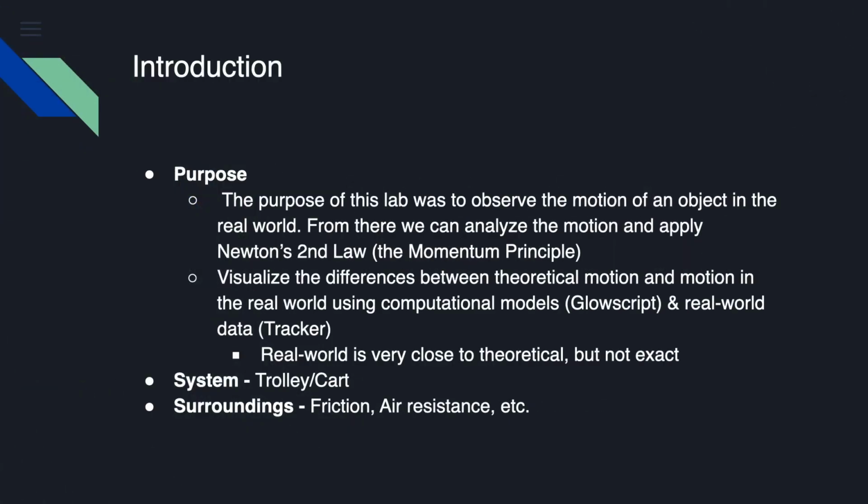So, to start off, the purpose of this lab was to observe the motion of an object in the real world. From there, we can analyze the motion and apply Newton's second law, or the momentum principle. We can then visualize the differences between theoretical motion and motion in the real world using computational models and real-world data from GlowScript and Tracker respectively. While the real-world data is close to theoretical, it is not exact. For this experiment, the system was the trolley or the cart, and the surroundings were the friction, air resistance, and everything else.